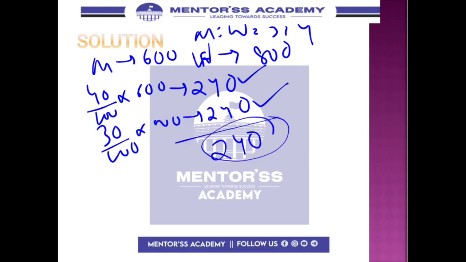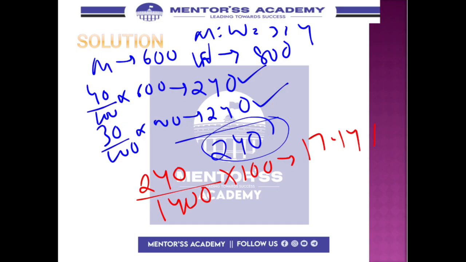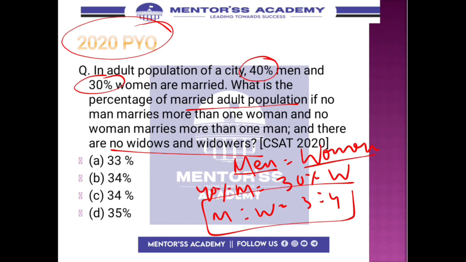Now we have been asked what is the percent of married population. That would be 240 divided by the total members, 800 plus 600, 1400, into 100. That is 17.14%, or can be written as 17 1 by 7%. So the correct answer is option C. These two are printed wrong. This one is 34 2 by 7, so option C is the correct answer.